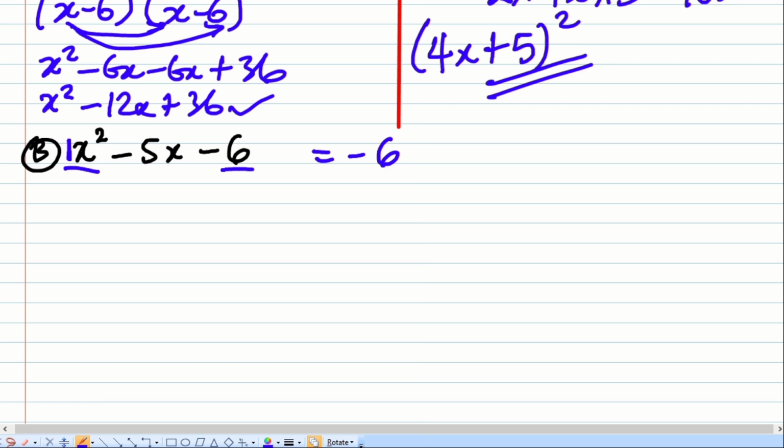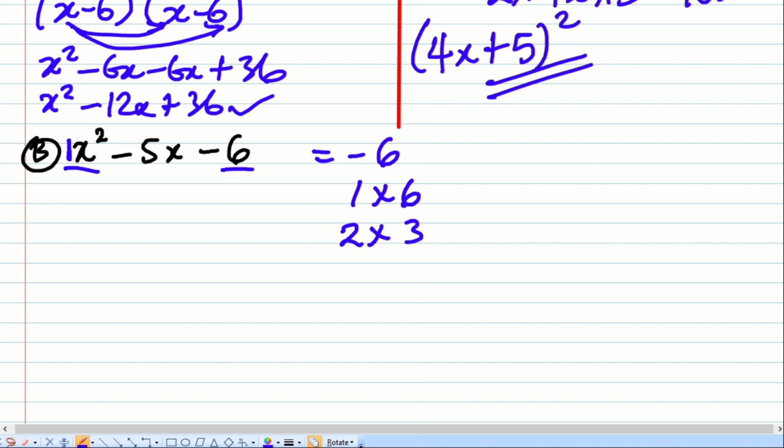Let's just list out the factors. I just like to list out the factors first. So we have 1 times 6. I'll just ignore the signs for now. We have 2 times 3. And then we have 3 times 2, but it's the same thing as 2 times 3. So these are all the factors of negative 6.